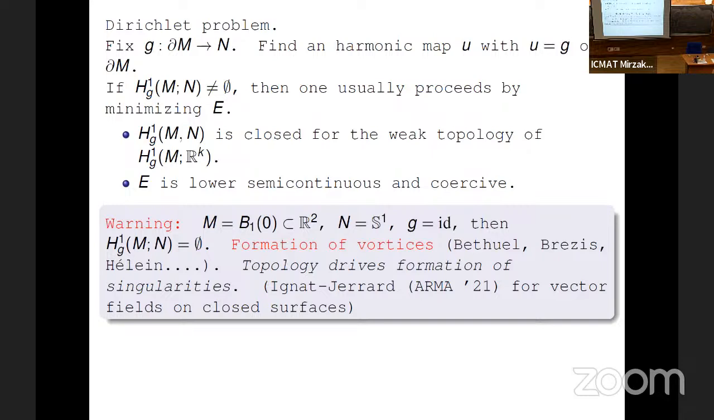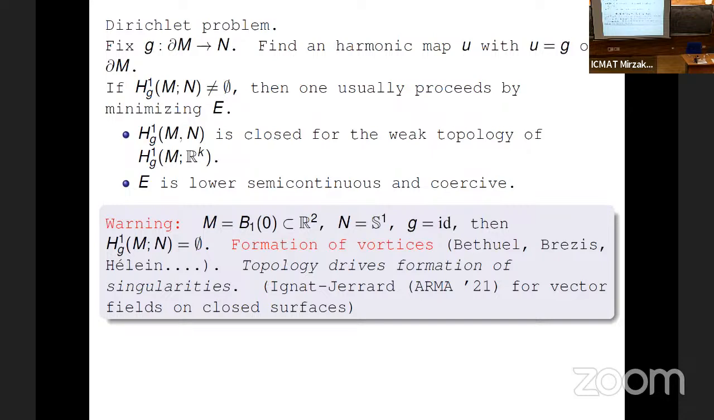So this is the content of this paper, and essentially they are able, with a lot of technical difficulties and new ideas, to reconstruct the theory of Bethuel-Brezis-Hélein for vector fields, now on surfaces. Okay, so this is for boundary condition. Of course, when you play with liquid crystals, most of the time you have boundary conditions.